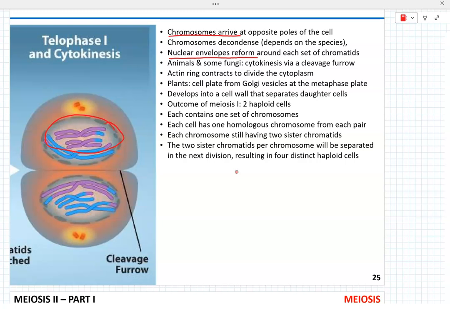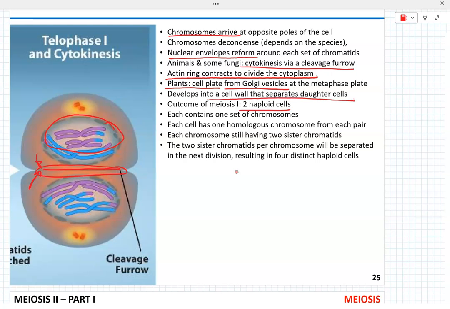In animals and most fungi, cytokinesis occurs through the formation of cleavage furrow. The actin ring, the ring formed of protein actin, contracts and divides the cytoplasm. In plants, the cell plate is formed. Cell plate is formed from Golgi vesicles at the metaphase plate. So Golgi vesicles crowd around the metaphase plate, forming the cell wall, which will then separate daughter cells. So at the end of meiosis 1, you have two haploid cells.